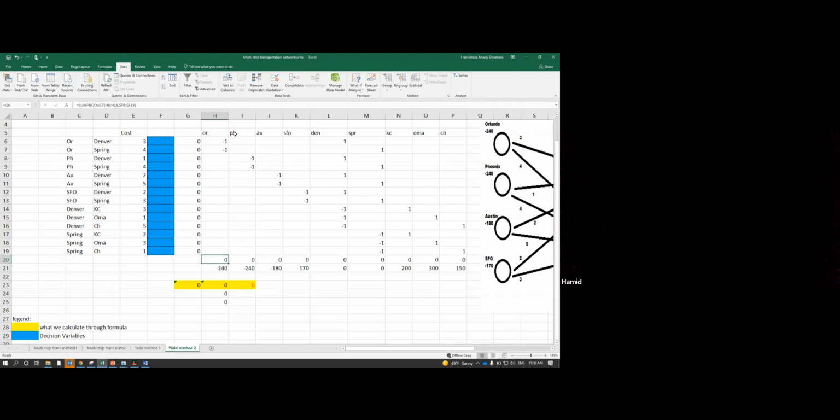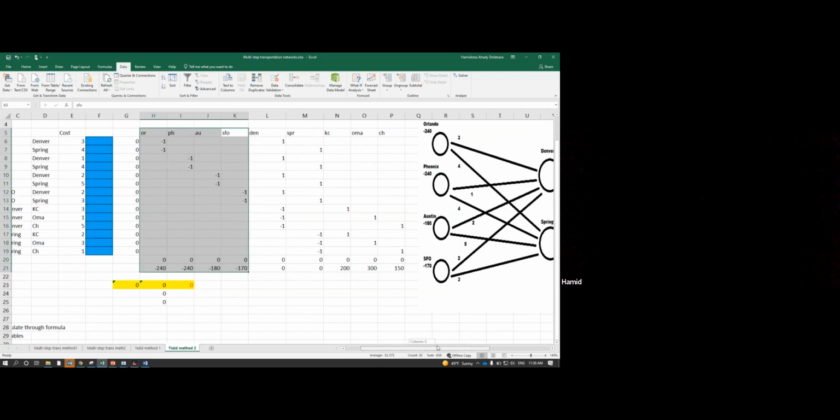Same for the second supply point, which is Phoenix, PH. If you click on the formula, it's -1 times Phoenix to Denver, Phoenix to Springfield. Later I want to relate this formula with 240, which is the capacity of Phoenix. I want to check that I don't send anything more than 240. Same for Austin and SF, or San Francisco, each with its own column. So for this part of my table, I want to make sure I don't send more than my supply.